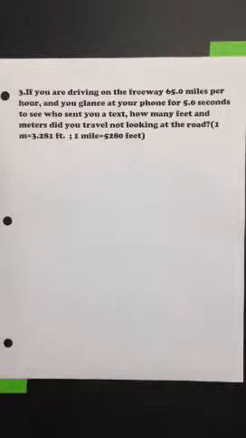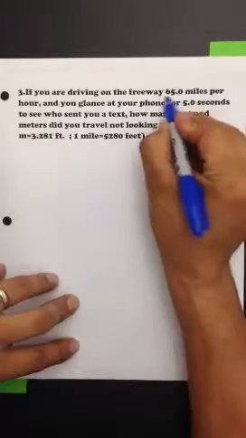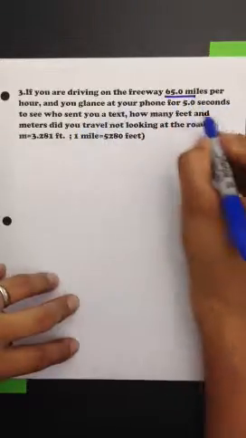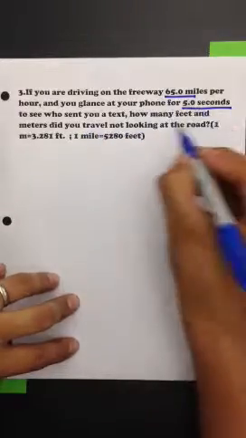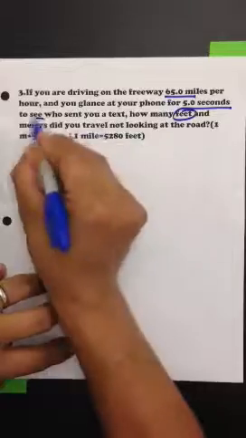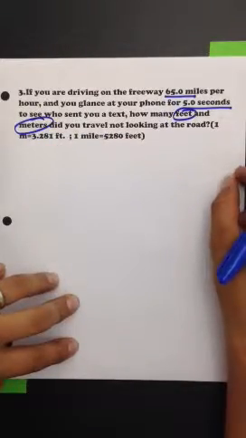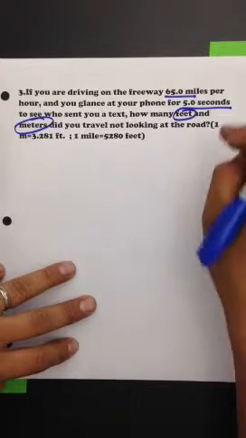All right, kids, number 3. If you're driving on the freeway, 65 miles per hour, and you glance at your phone for 5 seconds, not a good idea, to see who sent you a text, how many feet and how many meters did you travel not looking at the road? So here's some conversion factors for you. So we're basically starting out with time.